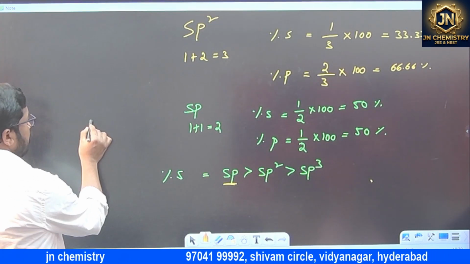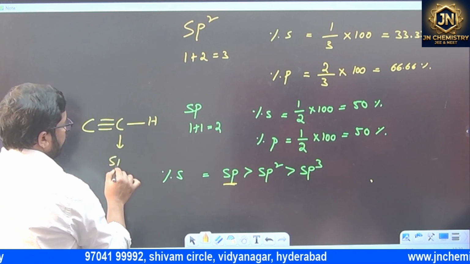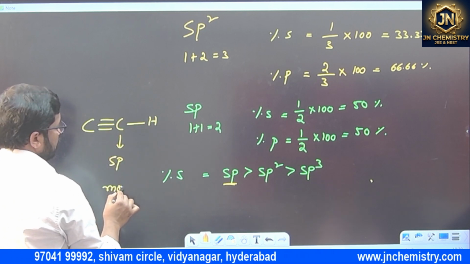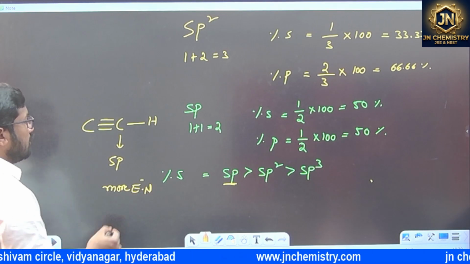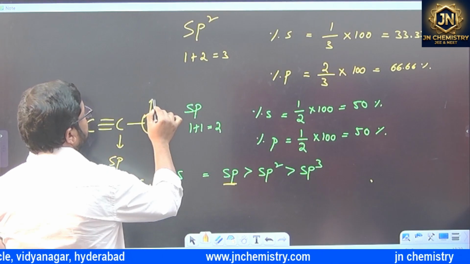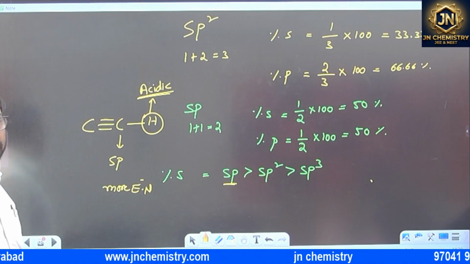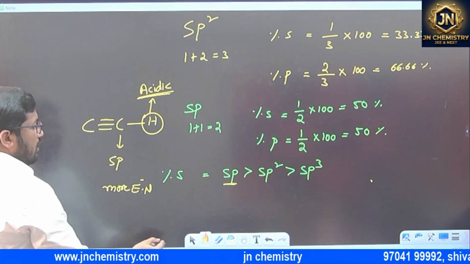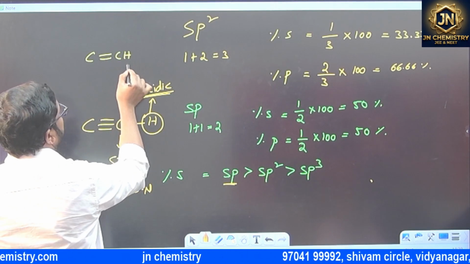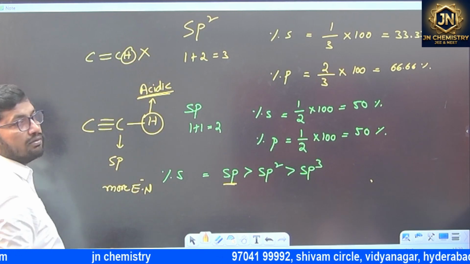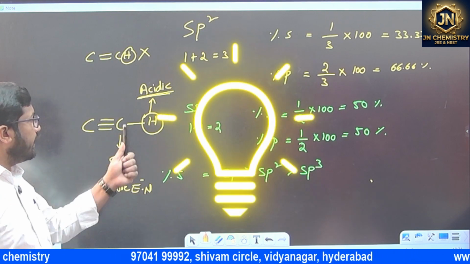So that's the reason carbon, if it is having the triple bond, this is sp, so more electronegative, because percentage of S character is more. This hydrogen is having which nature? Acidic nature. Write it down. But not C double bond H, this is not acidic hydrogen. Only C triple bond C carbon hydrogen is acidic hydrogen. Very important.